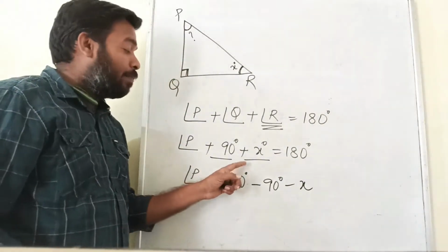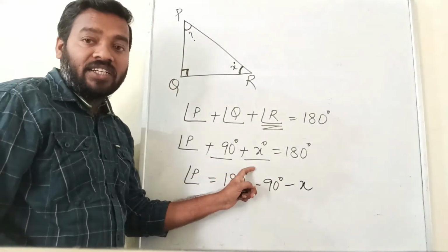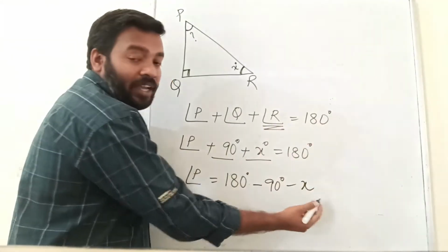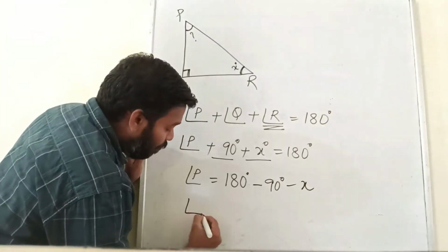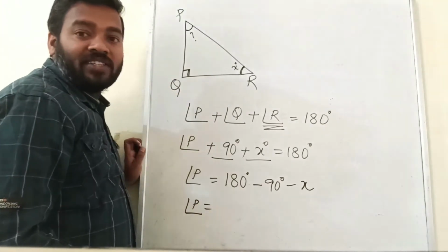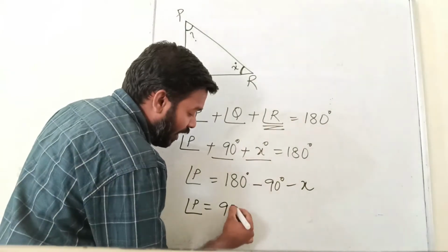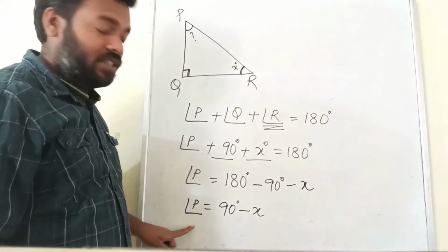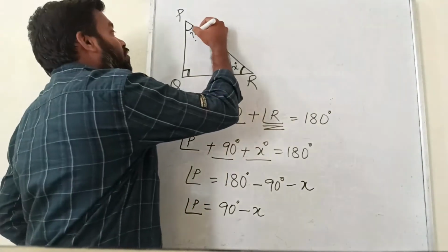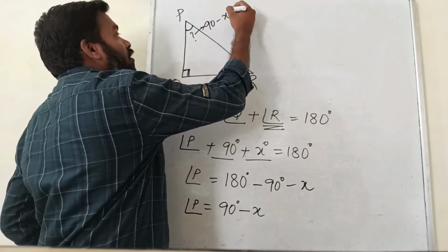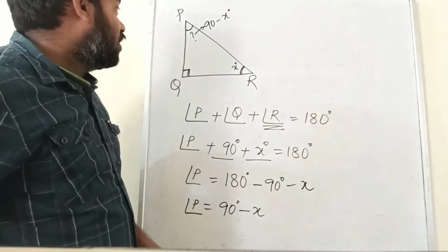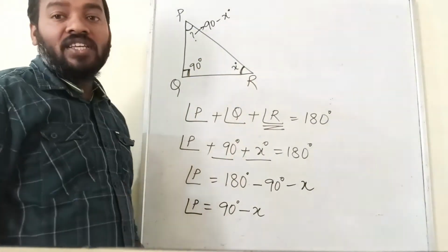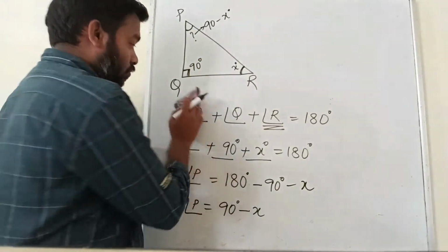Again the same applies here. As we are adding X here, if you are sending that to the other side, that is minus X. So angle P will become 180 minus 90 is 90 and the remaining is minus X. So the value of angle P is 90 minus X. So these are the three angles we got. That is, one is 90, one is X, another one is 90 minus X.